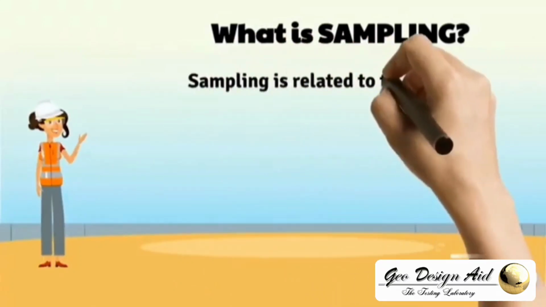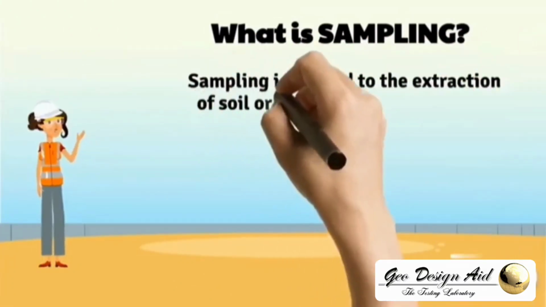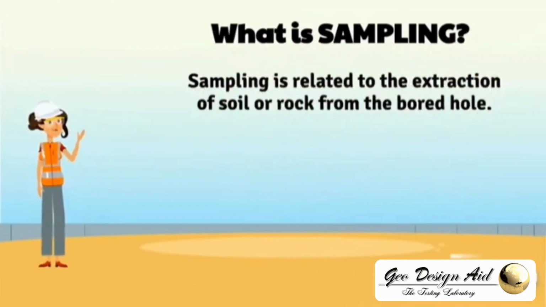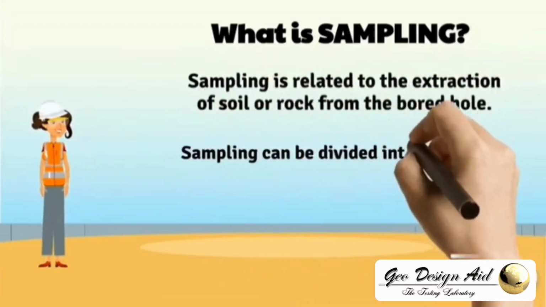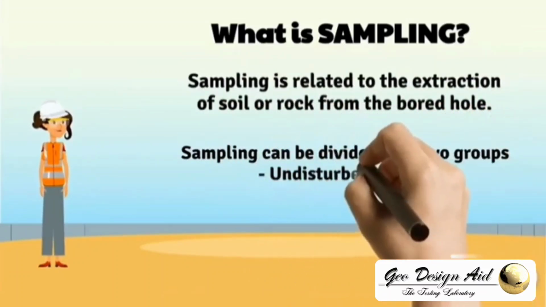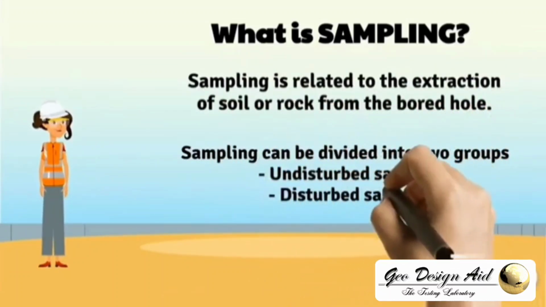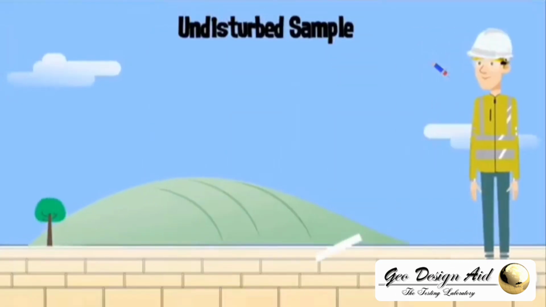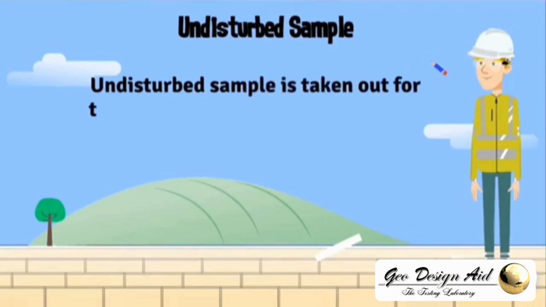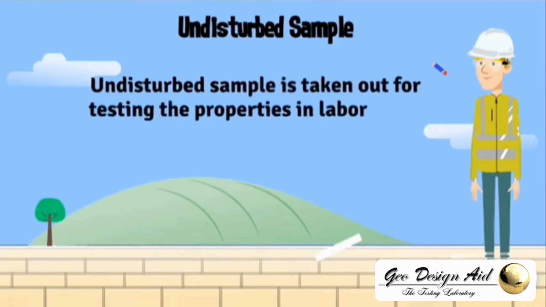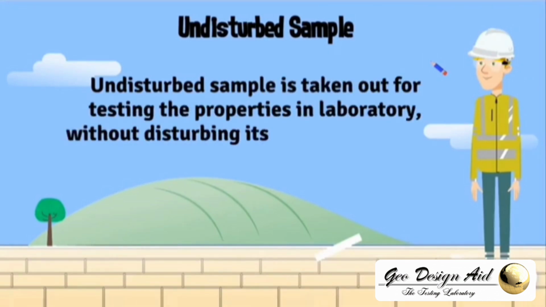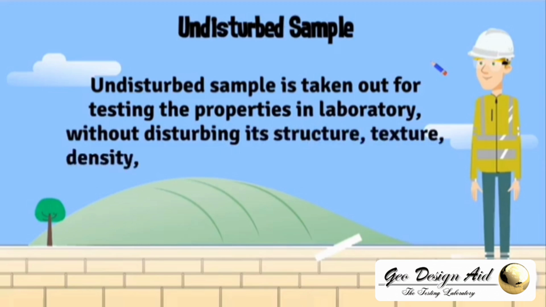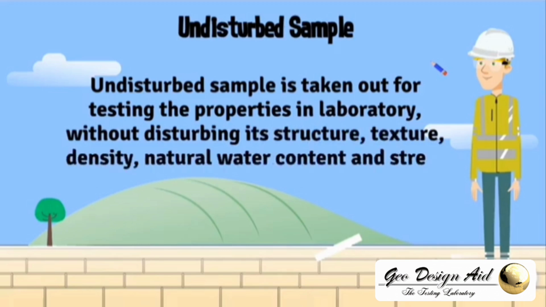Sampling is related to the extraction of soil or rock from the bored hole. Sampling can be divided into two groups: undisturbed sample and disturbed sample. An undisturbed sample is taken out for testing the properties in the laboratory without disturbing its structure, texture, density, natural water content, and stress condition.